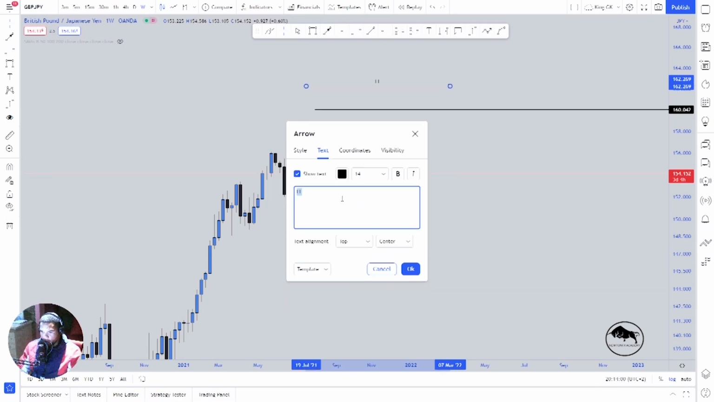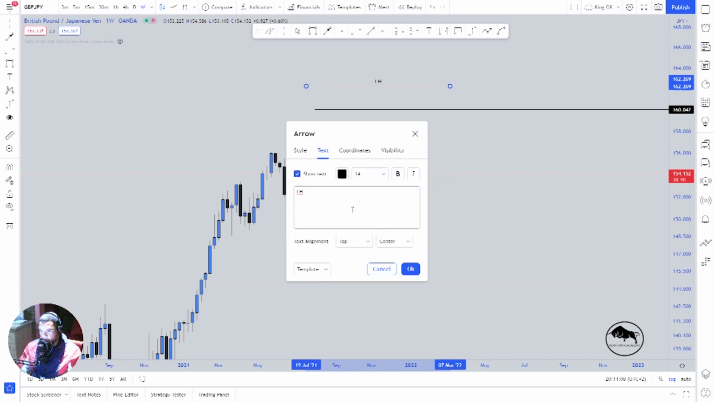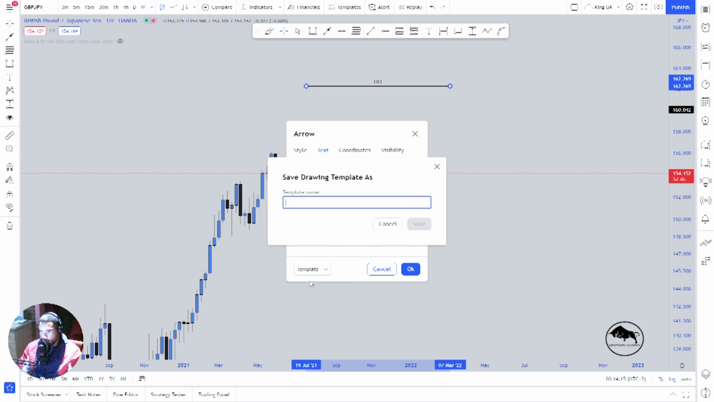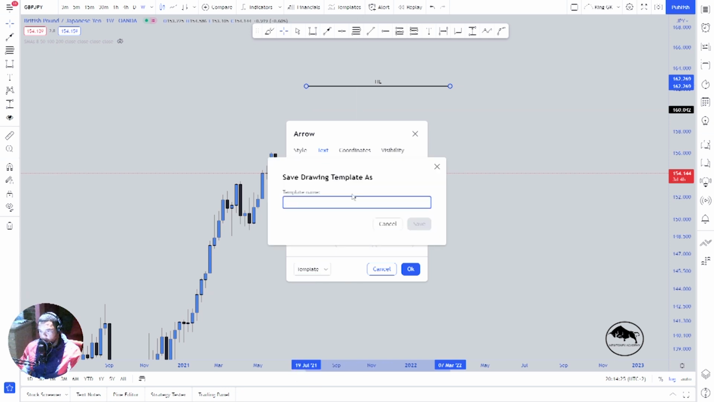Then I want you to type in LH. It stands for lower high, so save as LH. Then let's go to HH. It stands for higher high. Click there, save as HH, and just save it. And then we're going to do HL, higher low, save as HL.